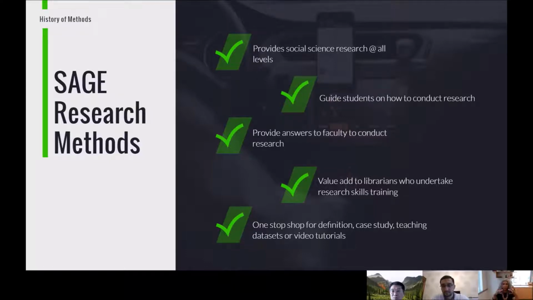So SAGE Research Methods encompasses three main primary audiences: the librarians, the faculty, as well as the students. In a nutshell, what our patrons were asking is, I want a one-stop shop, whether I'm looking for a definition, a case study, teaching data sets, or I want research methods to come alive in the form of a video. So that was where we started off.